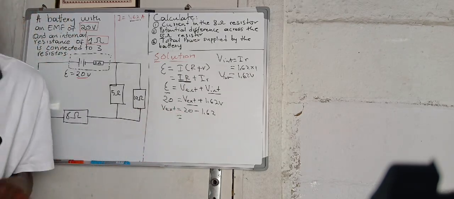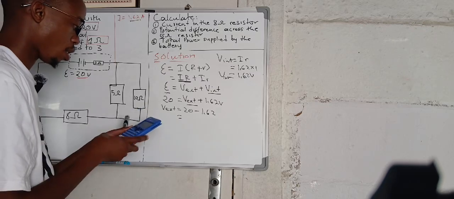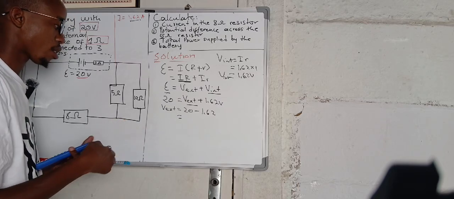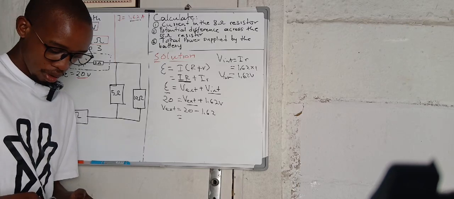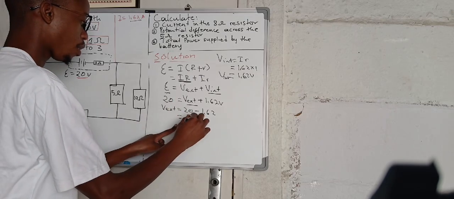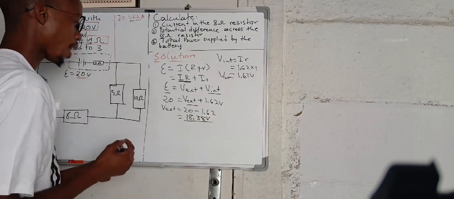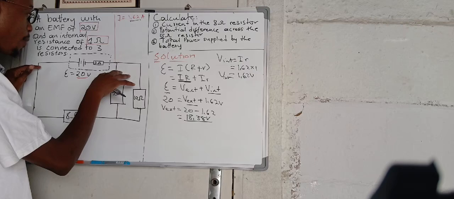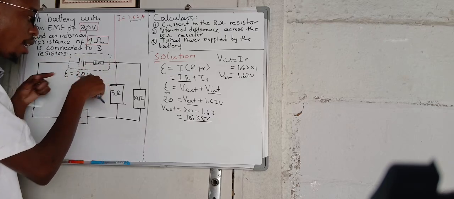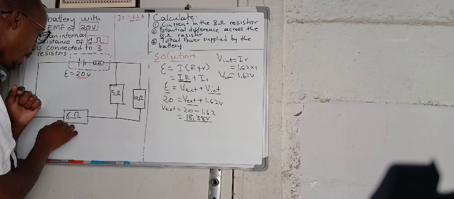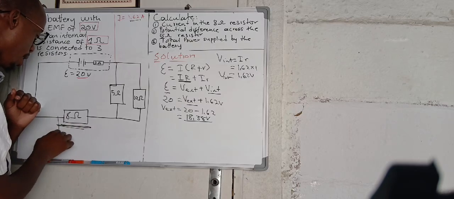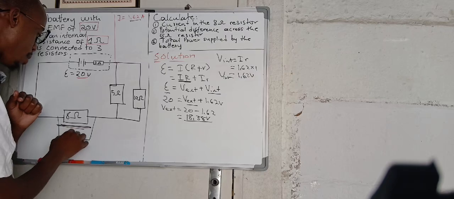So how much is it? 20 minus 1.62, I get the answer as 18.38 volts. So that is the total voltage of the external circuit when we exclude the voltage of the internal circuit. Now, remember, we found the current here, so by finding the current here, I can find the voltage here, as I said.